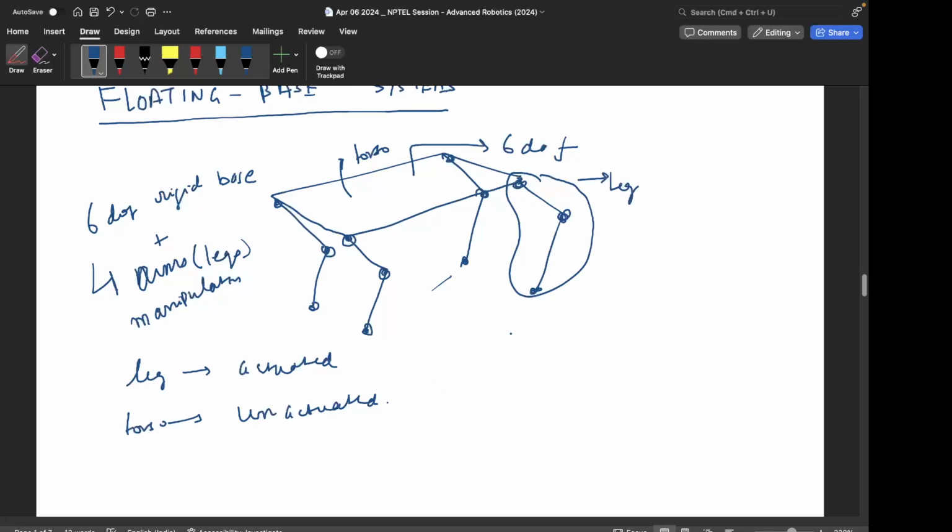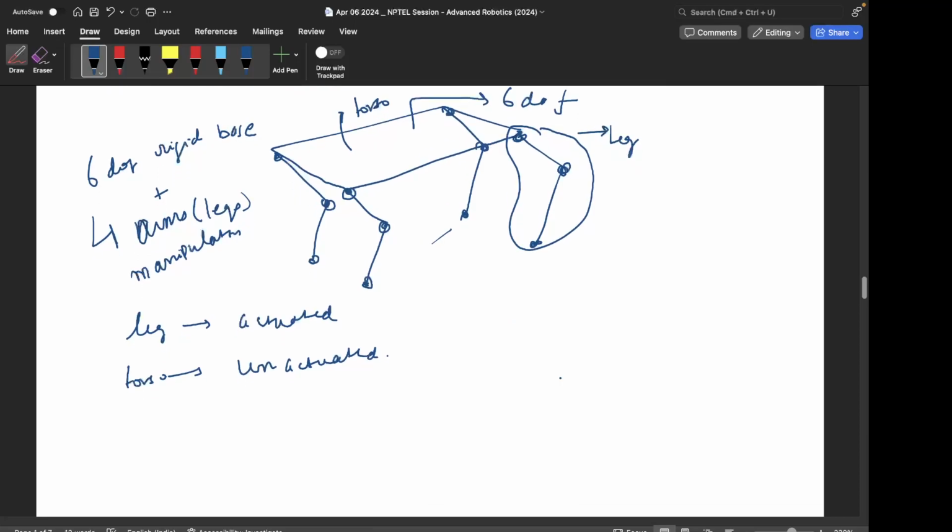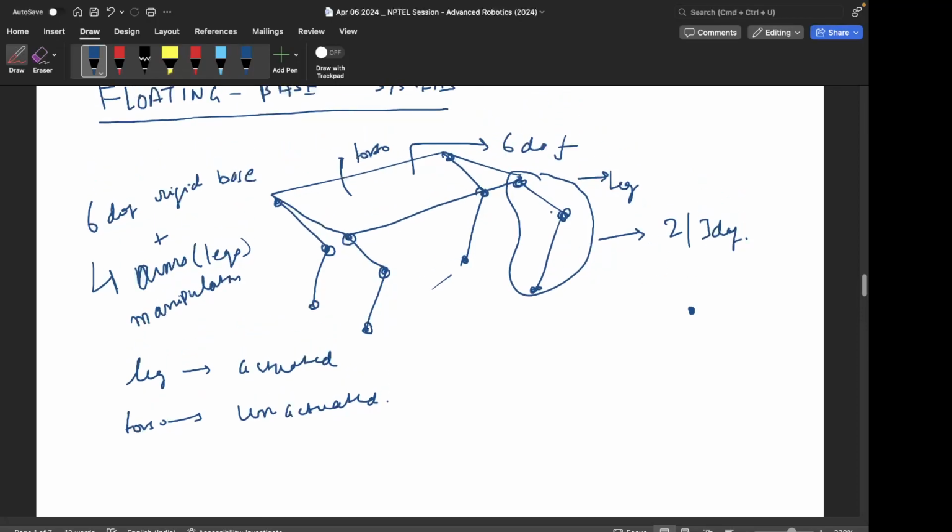Now if we just consider a leg, right? Usually legs have 2 or 3 degrees of freedom, right? If 2 degrees of freedom, then the leg can move only in this plane, right?